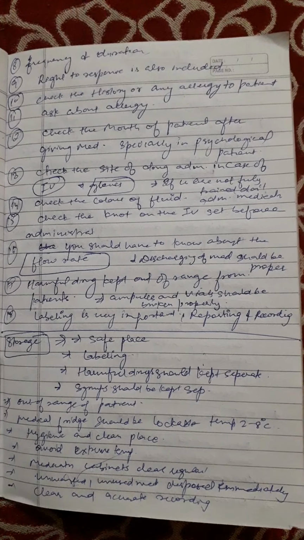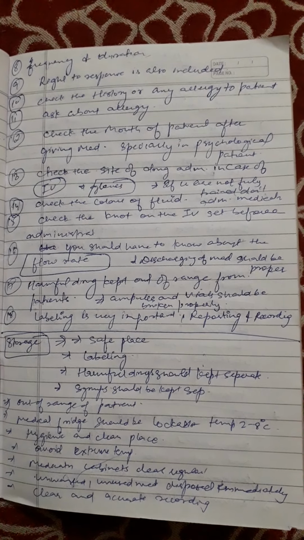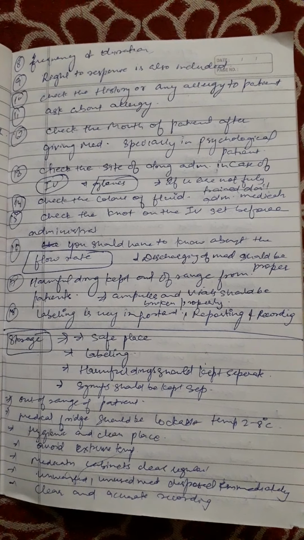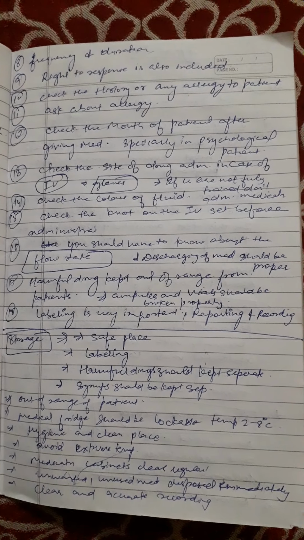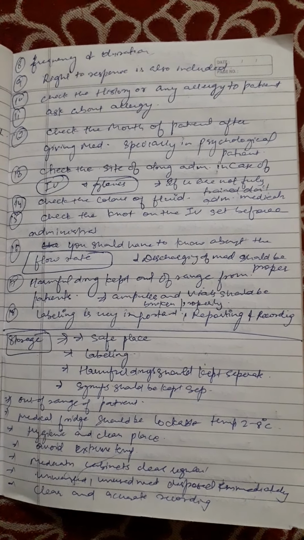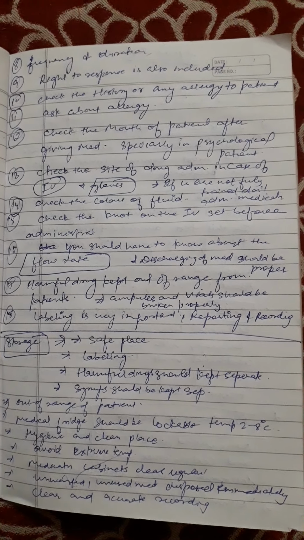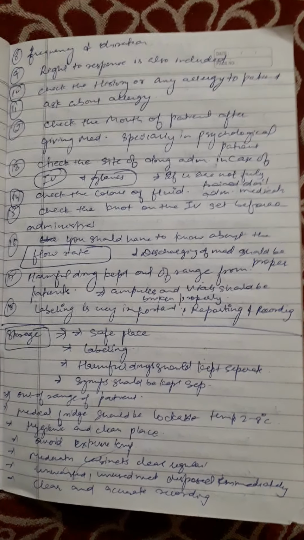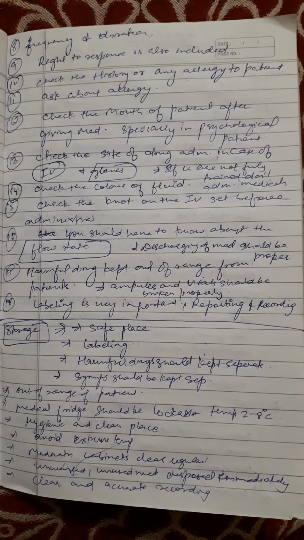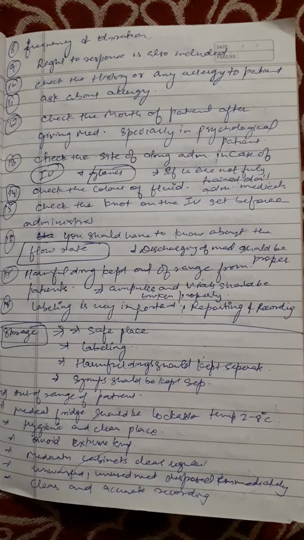Then all the medications should be kept out of the reach of the patient, in a separate cupboard. The medical fridge should be lockable, and the place hygienic and clean. Avoid extreme temperature. Medication cabinets should be cleaned regularly. Unwanted and unused medications should be disposed of immediately. Don't keep these with the fresh medications.